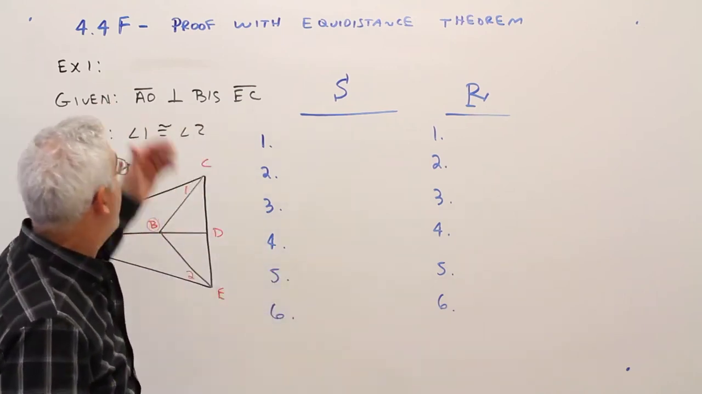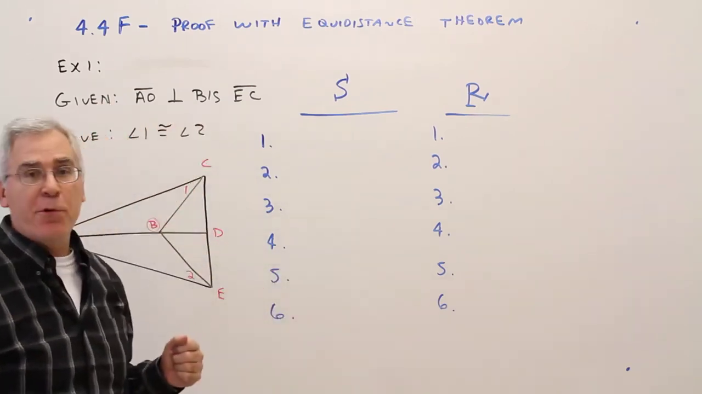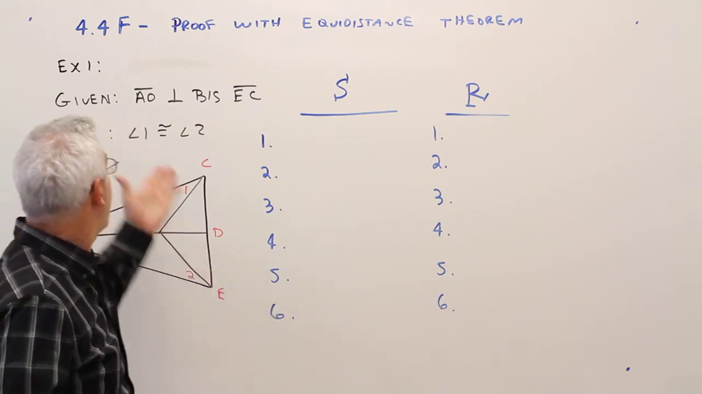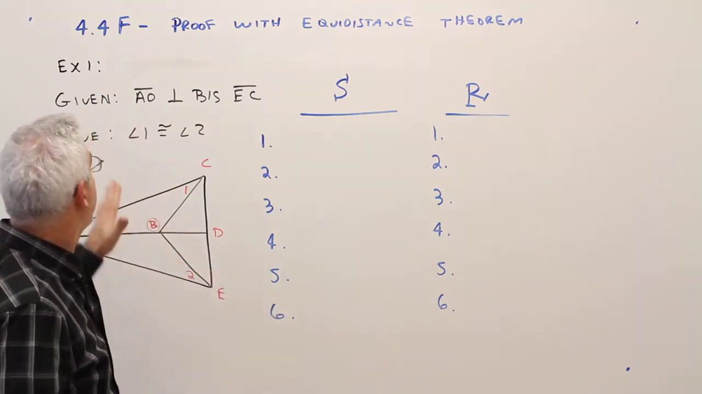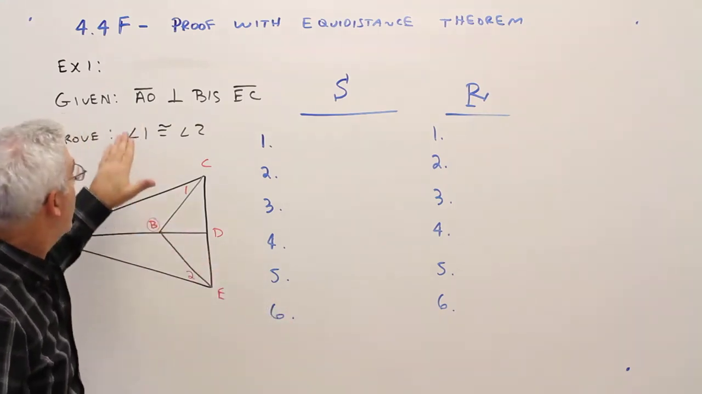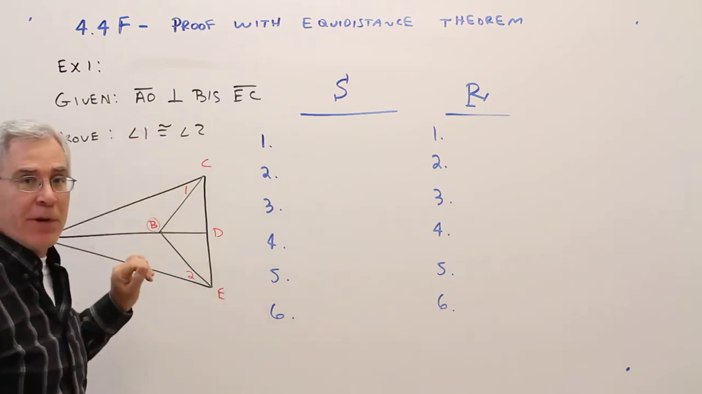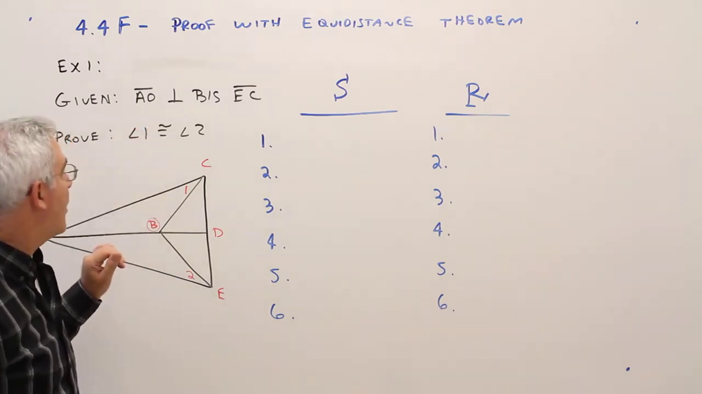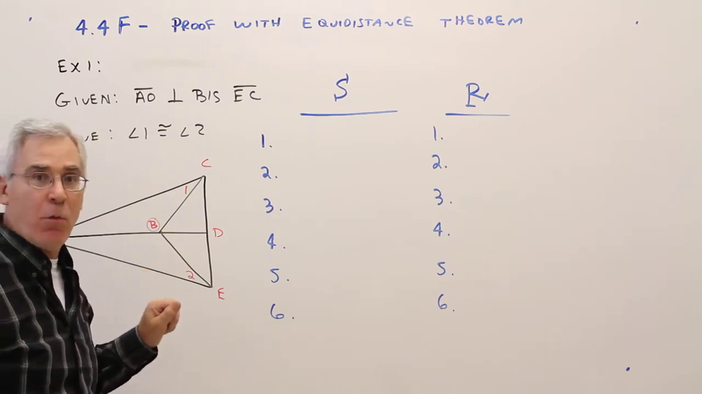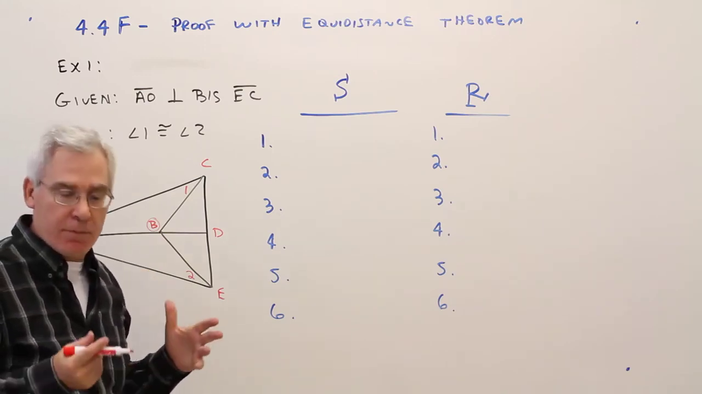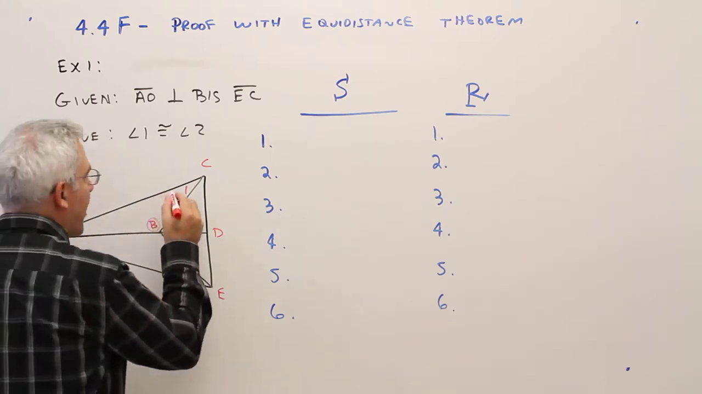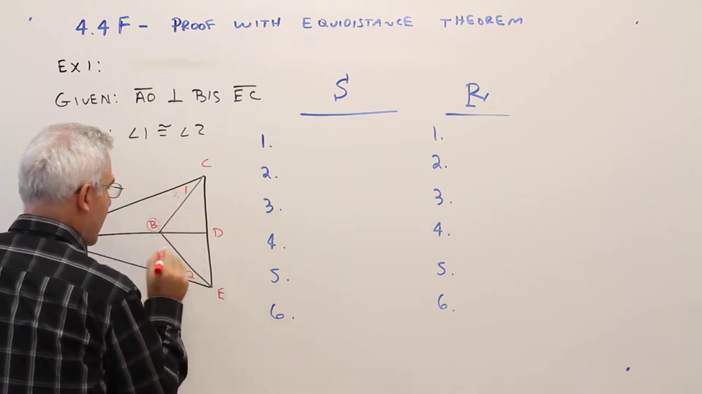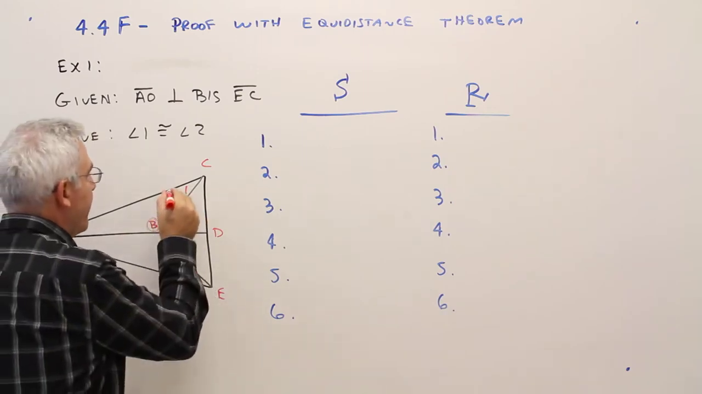Welcome to video 4.4f, a proof with the equidistance theorem. So here's example 1 in your note packet. Given this figure, with AD the perpendicular bisector of EC, prove that angle 1 is congruent to angle 2. Okay, so I want to get this angle to be congruent to that angle.